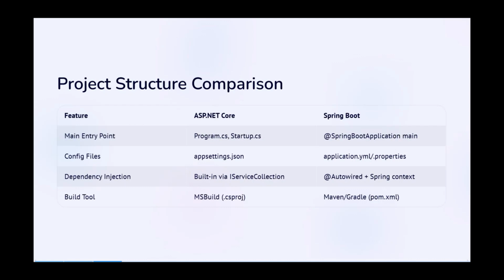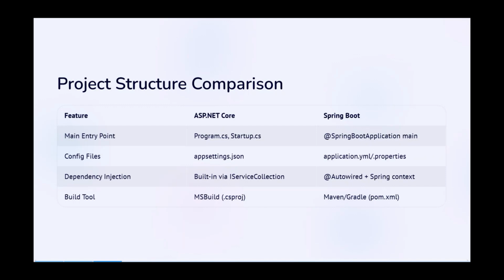So let's get started with the project structure comparison. When we take a look at .NET Core, the main entry point is the Program.cs and the Startup.cs. In later versions, the Startup.cs was dropped after .NET 6, if I recall, but other things are the same. The configuration is stored in appsettings.json, and dependency injection is done through the IServiceCollection interface. The build tool used is MSBuild, while project metadata is stored in .csproj files.